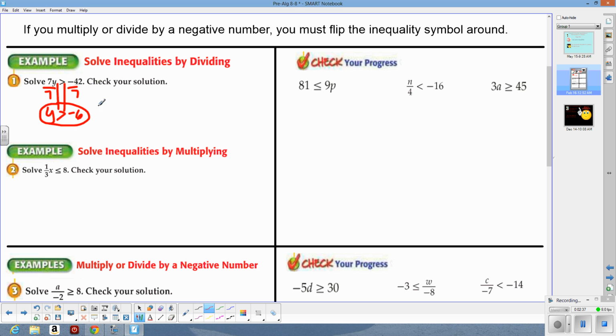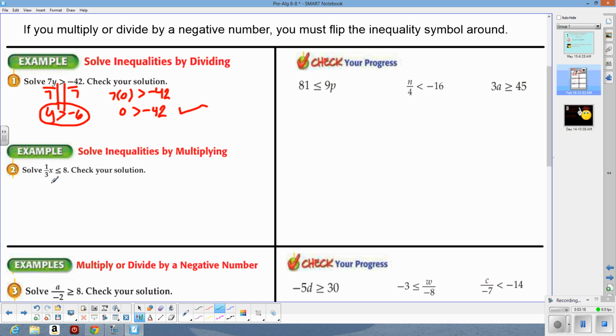Now to check your work, you can plug in the negative 6 to make sure that that's the right number. 7 times negative 6 is negative 42. And negative 42 equals negative 42, so that's good. Now choose a number that's greater than negative 6. I don't know, maybe 0 is greater than negative 6. 7 times 0 is 0. And 0 is greater than negative 42. And since 0 is greater than negative 42, I have the right symbol in my answer as well as the right number. So that's how you can check it to make sure it works.